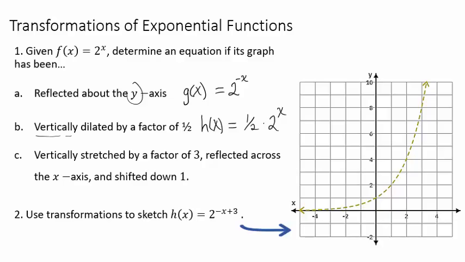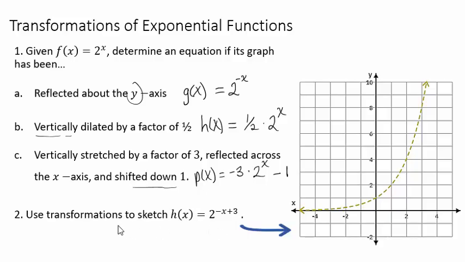Well, next we want to vertically stretch f of x by a factor of 3, reflect it across the x-axis and then shift down one space. Okay, so it turns out all of these transformations affect the y values. So we're not going to change the exponent in any way. We are going to multiply by negative 3, which vertically stretches the graph and reflects it across the x-axis. But we also need to shift down one space, so we're going to include a -1.